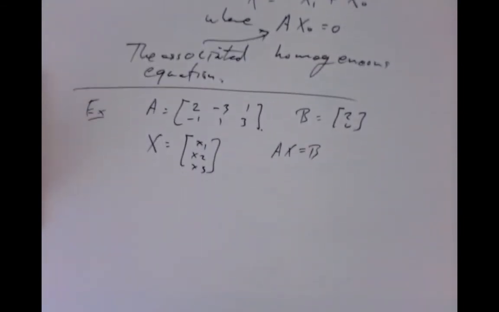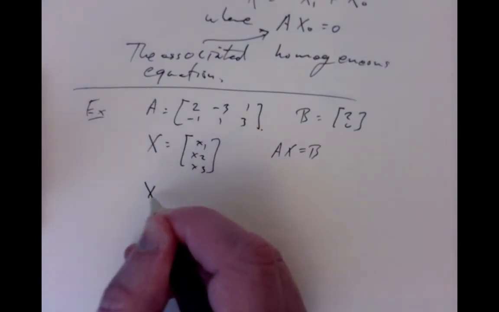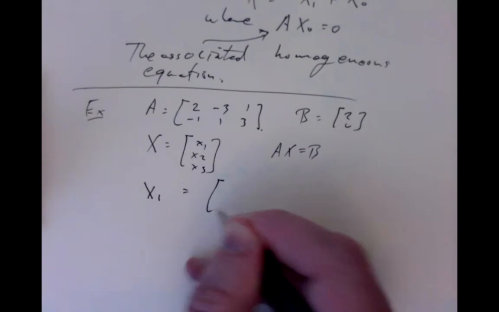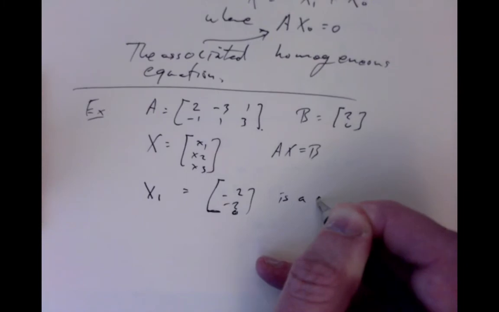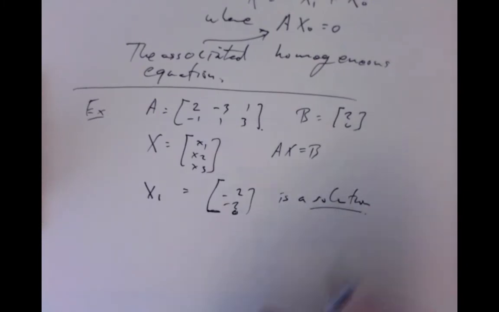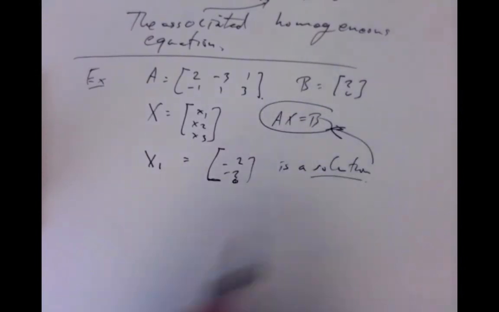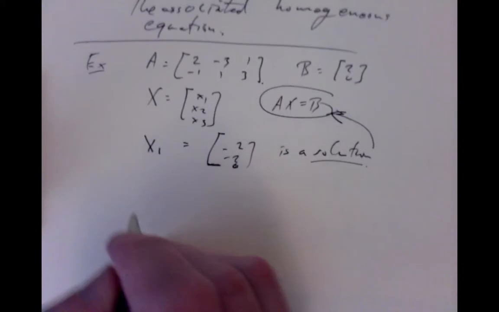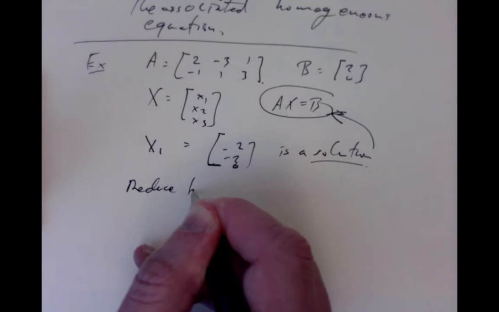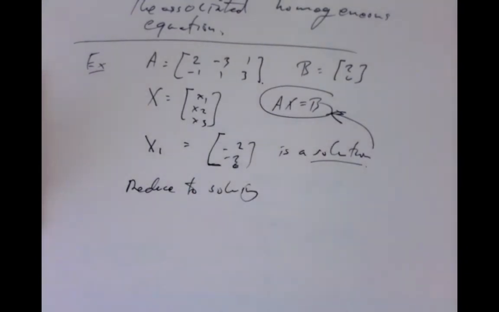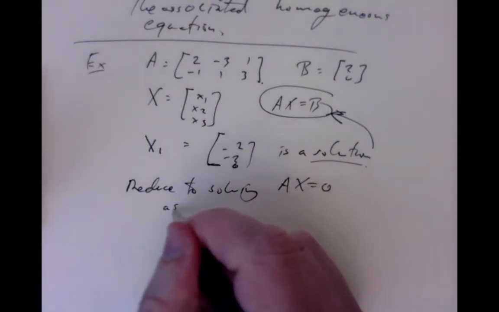One particular solution, if we go through the process of writing it as linear equations and compute it out, we can find that, in fact, x = (-2, -2, 0) is a solution of this Ax = b problem. So that's one particular solution. And then we reduce to solving Ax = 0, the associated homogeneous equation.